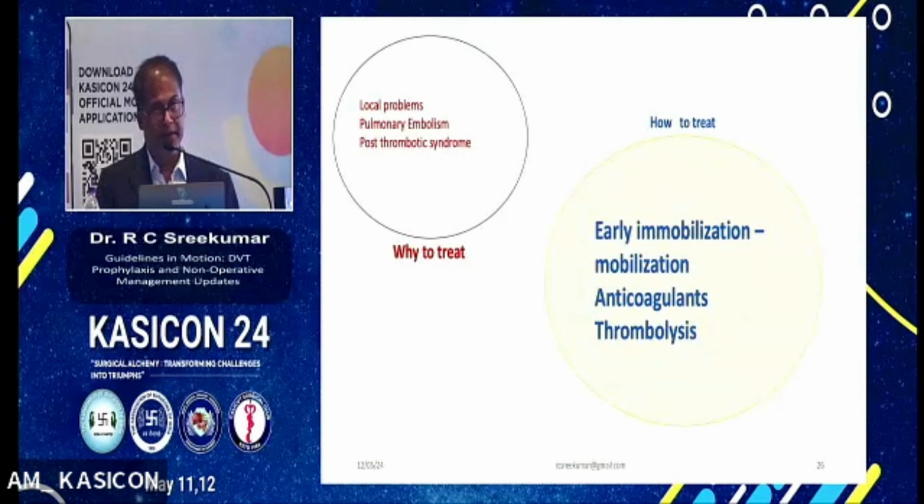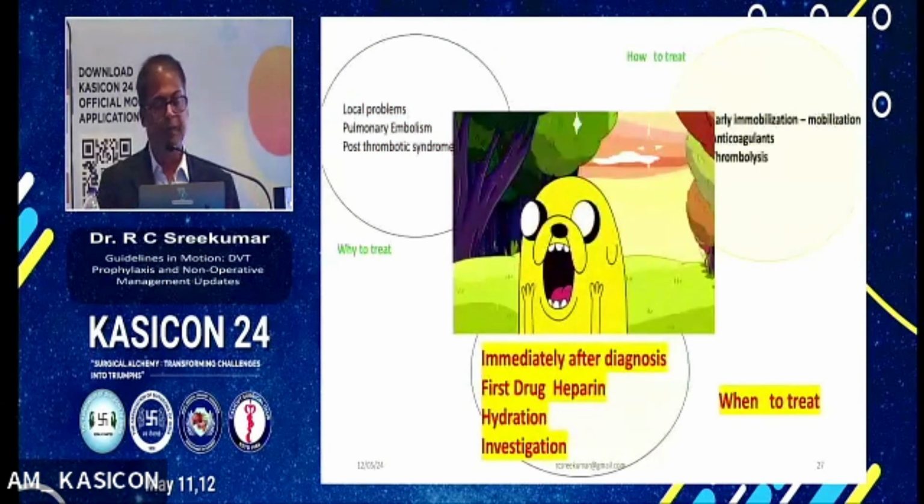How do you treat it? Always keep the patient immobilized for at least 2 to 3 days. Once you start the medicines, after 48 hours, the patient can be mobilized. Anticoagulants are the most important weapon, and in some patients, particularly if they involve the pelvic veins, a large volume, or IVC involvement, you have to think about thrombolysis. So treatment should start immediately after diagnosis.